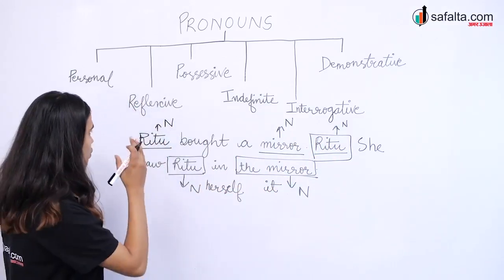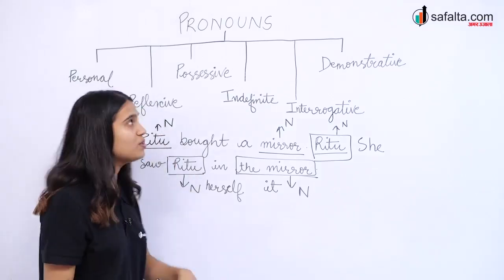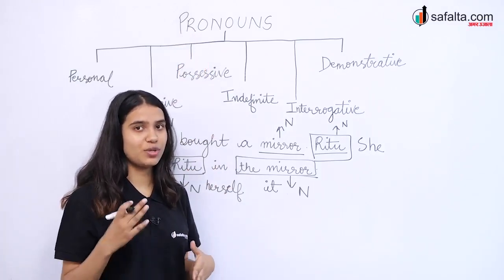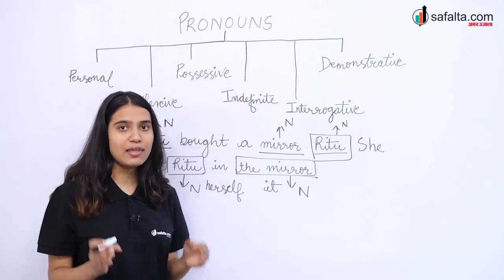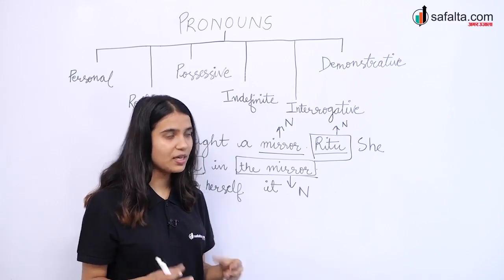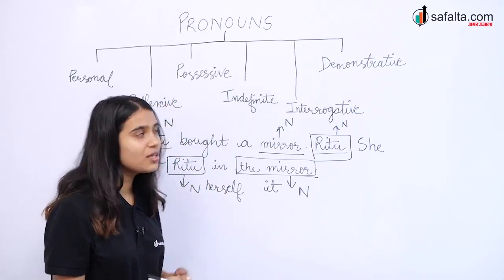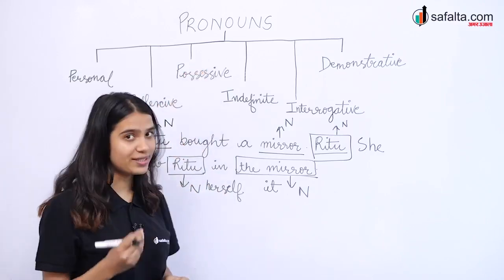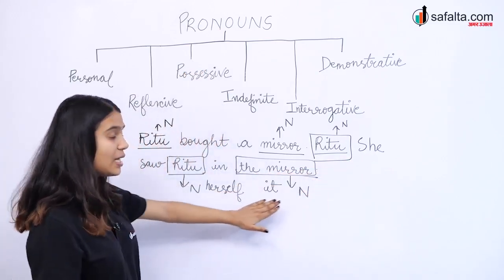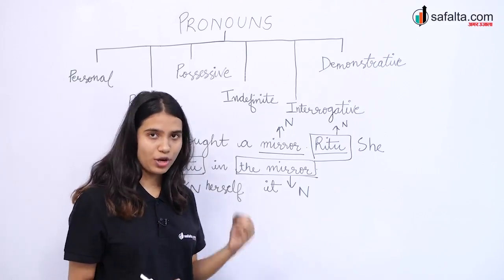So, to minimize the repetition of nouns in a sentence, we use pronouns. Pronouns can be easily understood as the words that are used in the place of nouns. I'm repeating, the words that are used in the place of nouns are called pronouns. For example, she, herself, it, you, I, all these are pronouns.